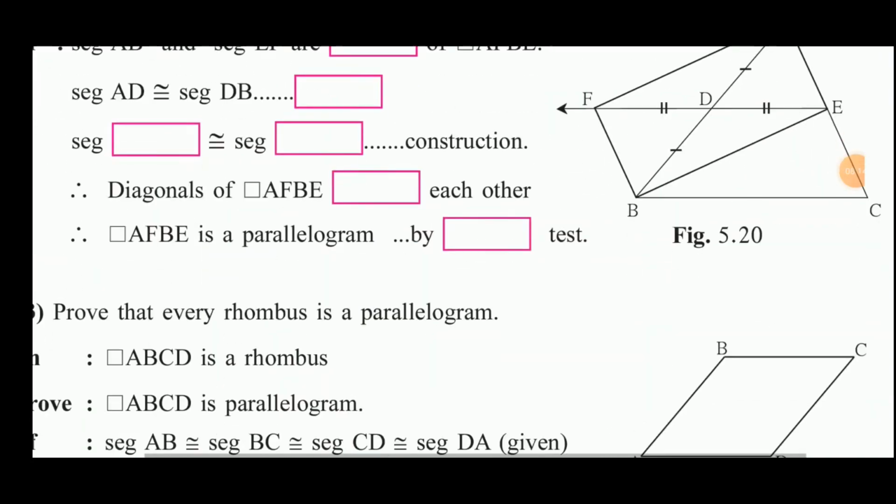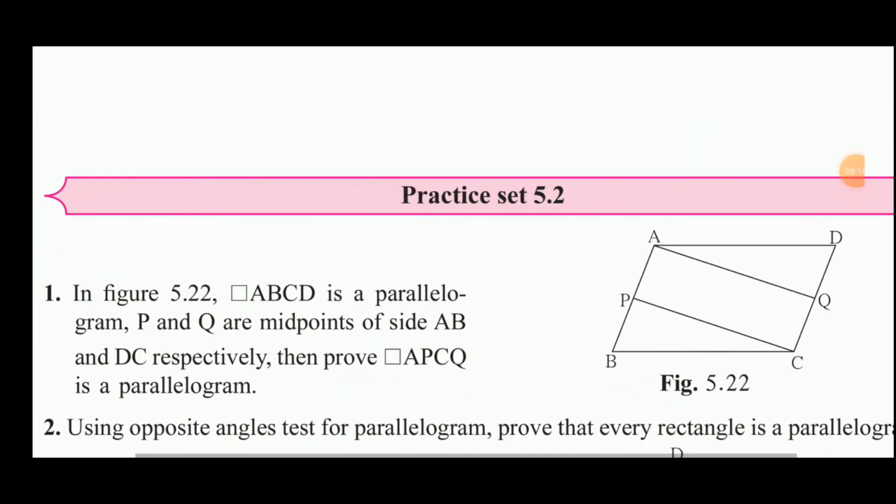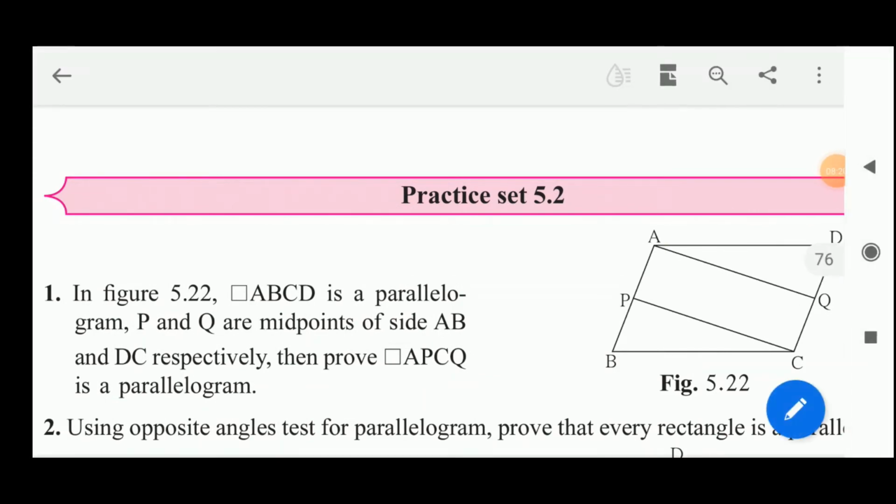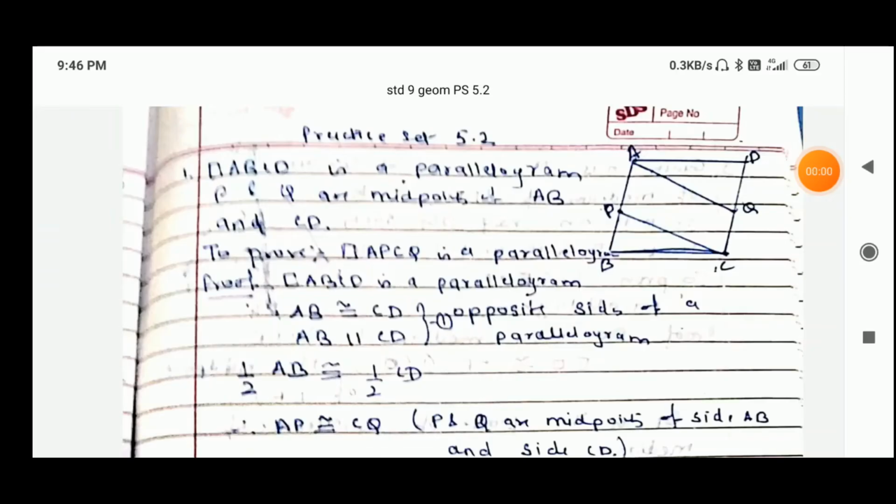Now, let us begin the next practice set 5.2. Quadrilateral ABCD is a parallelogram. P and Q are the midpoints of AB and CD. Now, you have to prove that APCQ is a parallelogram.